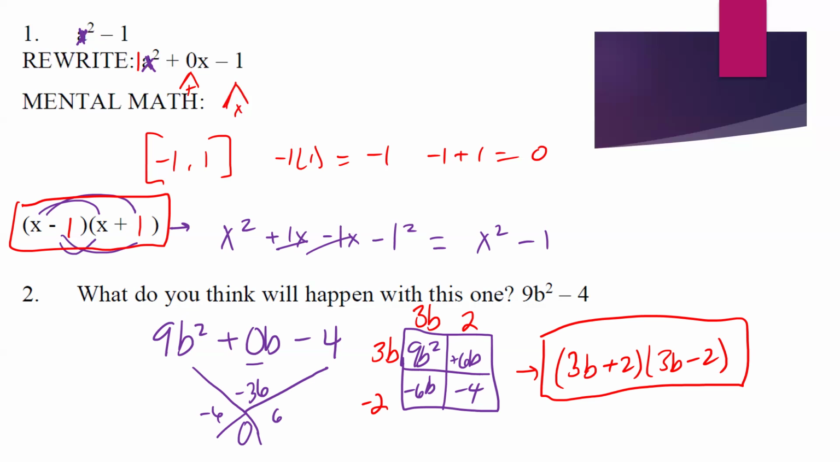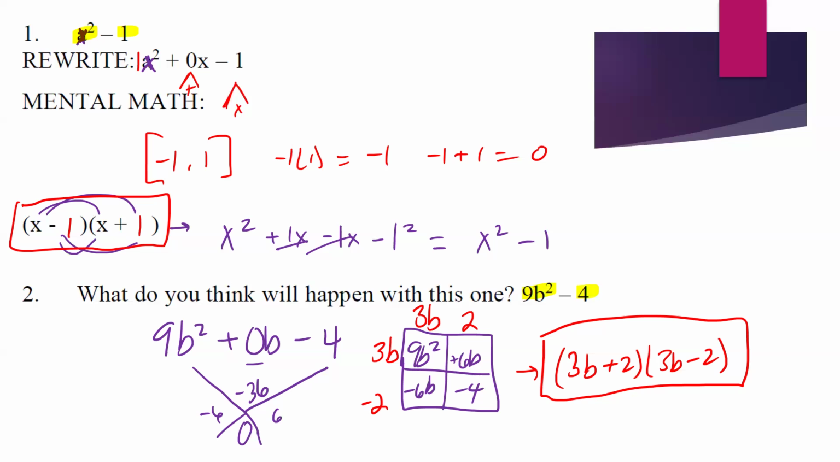Do y'all notice anything about the original numbers? Do you notice anything special about x squared and 1 and 9b squared and 4? Yeah. What are they? They're perfect squares. And what operation are you doing with these two perfect squares? You're subtracting, right? So you have perfect squares and the operation is subtraction.